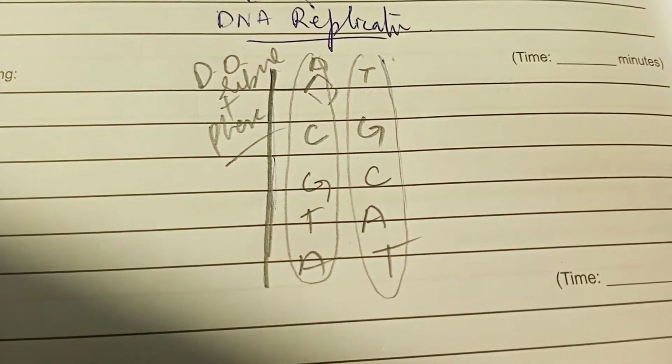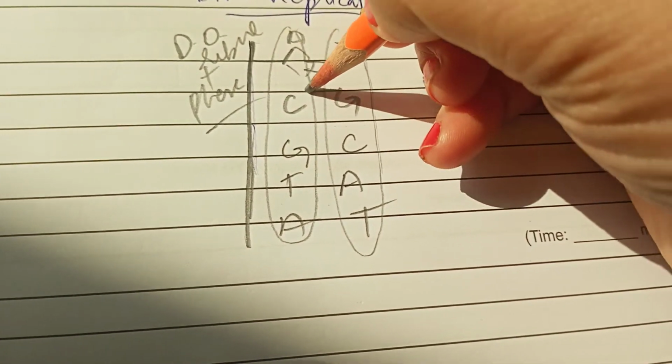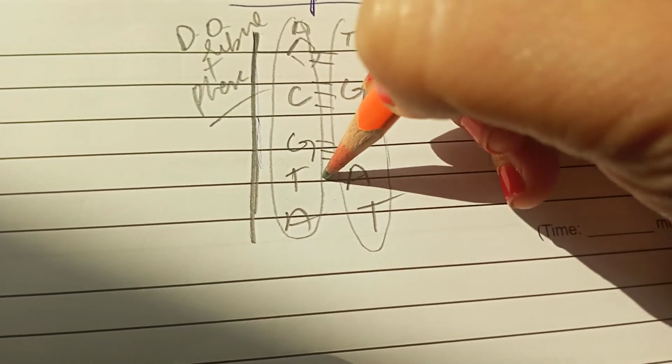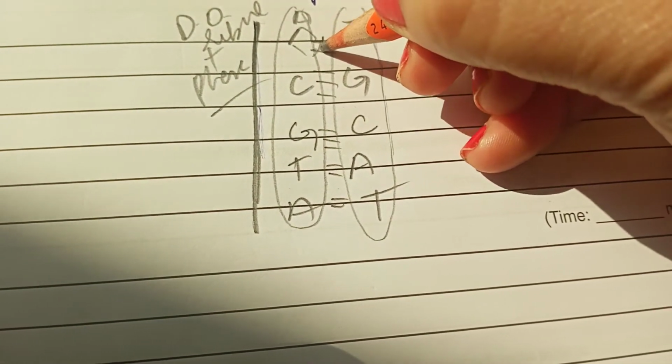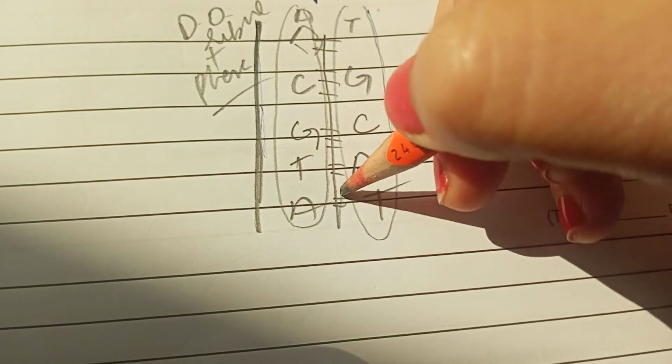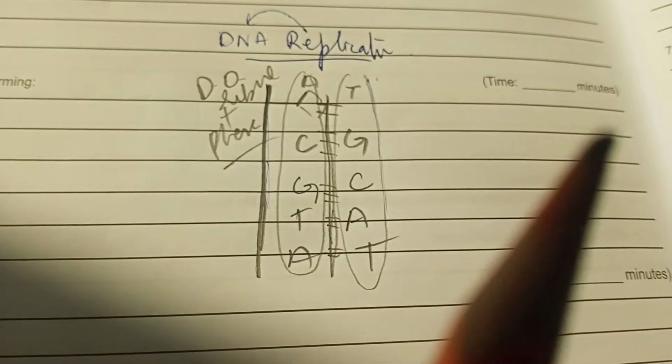It is a very interesting topic. First, you know that hydrogen bonds exist between these two strands. First, these hydrogen bonds are going to break. They are going to unzip themselves, obviously with the help of an enzyme, just like unzipping a bag, like unzipping something.